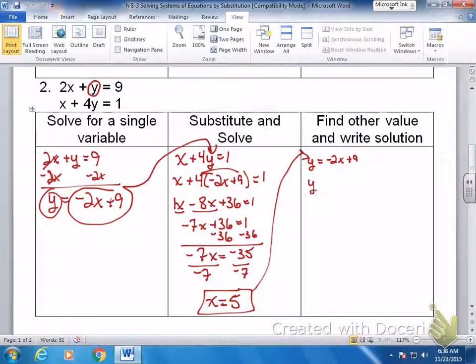I get y equals negative 2 times 5 plus 9. That gives me y equals negative 10 plus 9. So y equals negative 1. So we have our x, we have our y. I can write out my solution.